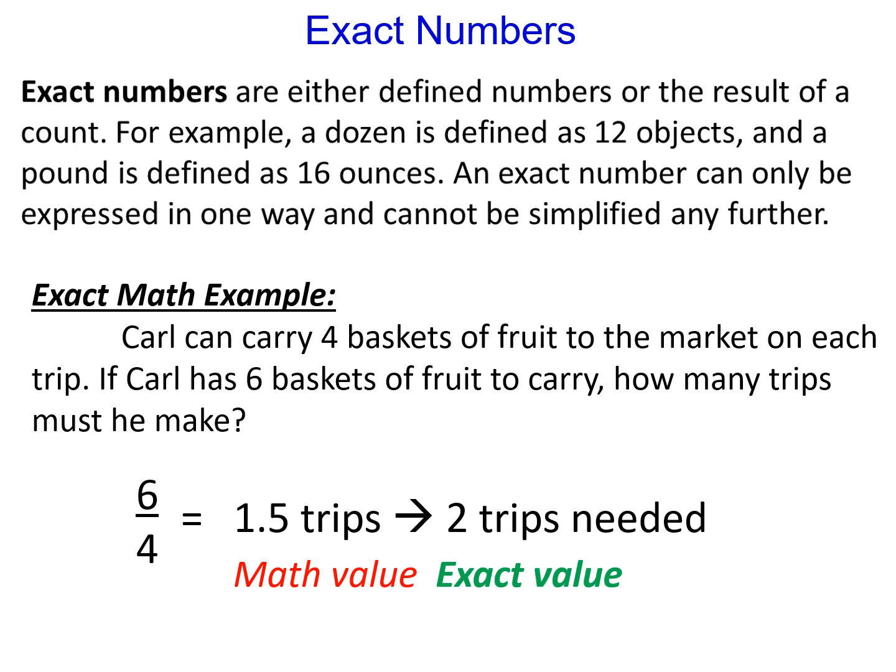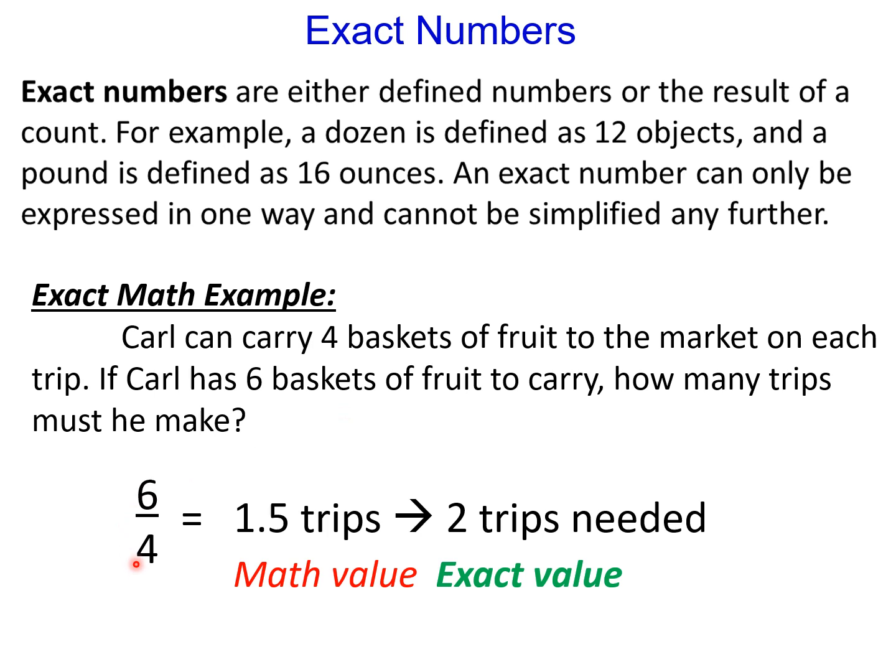Again, we know that 1 dozen is 12 eggs. Okay? And that's how it's defined. So, an exact math example. Carl can carry 4 baskets of fruit to the market on each trip. If Carl has 6 baskets of fruit to carry, how many trips must he make?